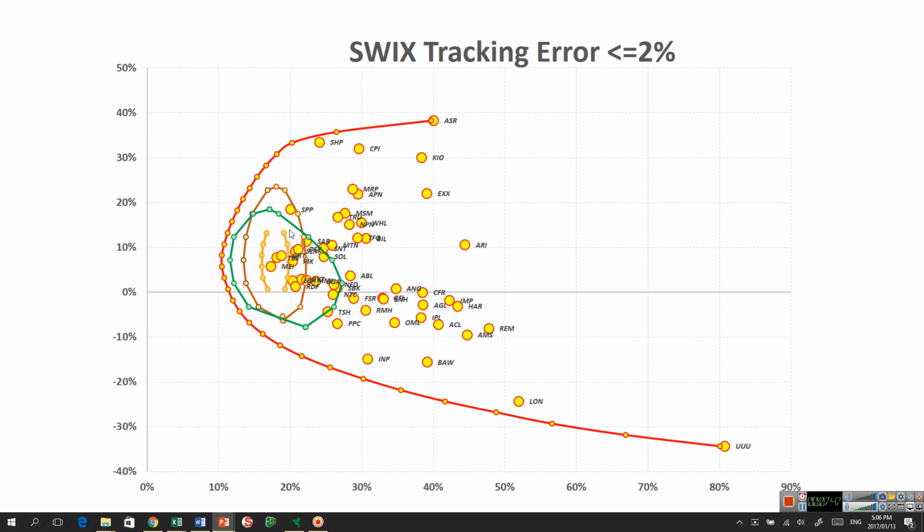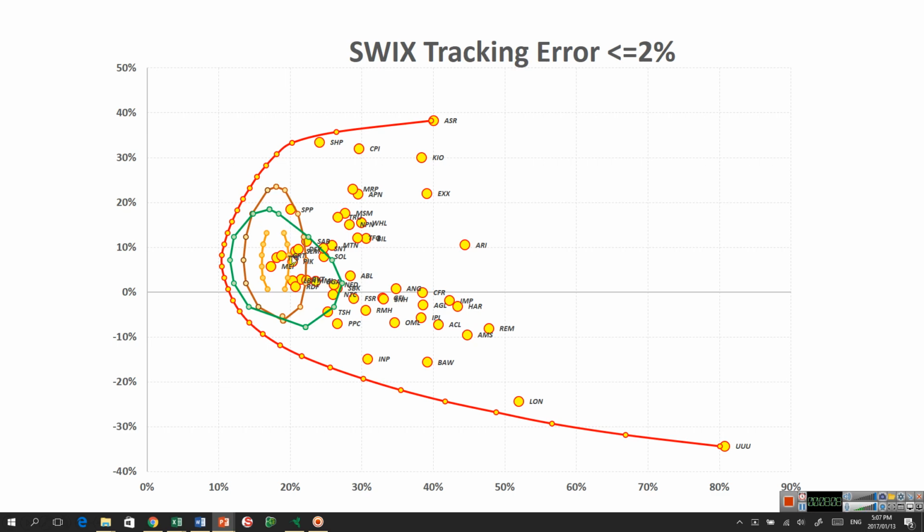So we could also drop the Swix tracking error down to, say, 2%. If we do that, we're really constrained. We're sitting here within these little brackets that we're showing you over here, and you're basically going to struggle to earn any performance fees from that. You might as well be just taking a Satrix position or something like that. So the minute we start applying constraints, the playing field drops a lot.